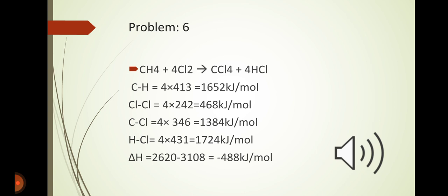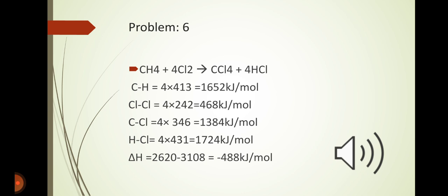So we have to multiply 4 into 346. 346 is the bond energy of C and Cl. Then that is equal to 1384 kilojoule per mole. And HCl, between H and Cl, the bond energy is 431. How many H and Cl bonds are there? Between H and Cl, 4 HCl bonds are there. So 4 into 431, that is equal to 1724 kilojoule per mole.